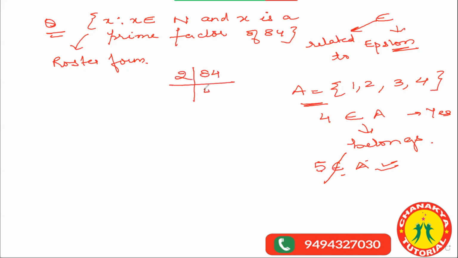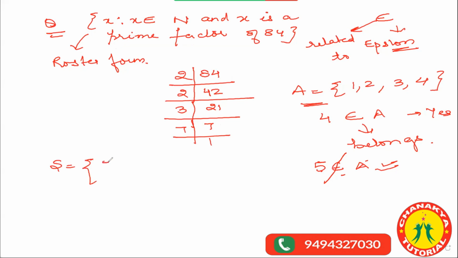84 divided by 2 gives 42. Then again divide by 2, then it will be 21. Then divide by 3, then it will be 7. 7 ones are 7. Clear? Now you will write it in roster form. Then you will write only 2, 3, 7. One more 2? No, only a single 2 you will write.